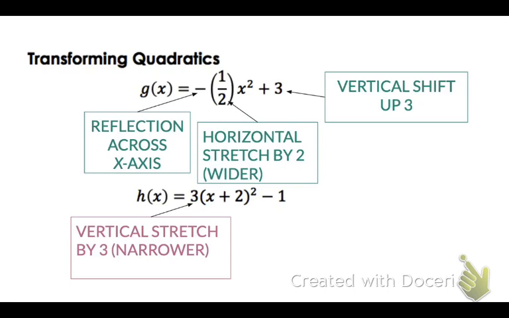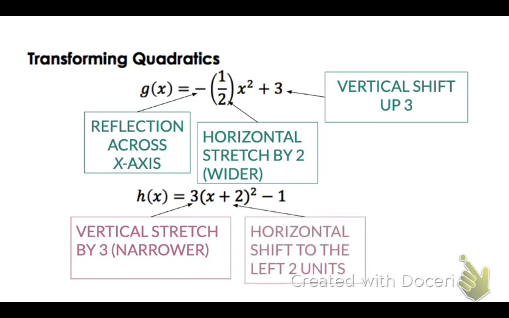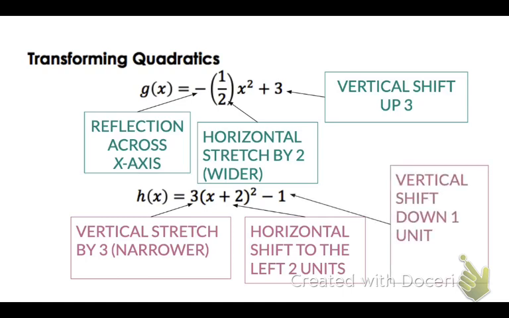So again, that's making that parabola look smaller or narrower. This plus 2 that's on the inside of the parentheses is going to shift that graph to the left 2 units. And then the minus 1 is going to be a vertical shift down 1 unit.